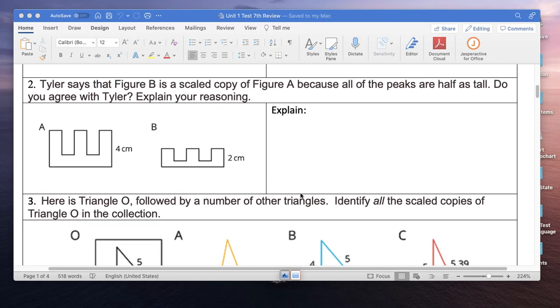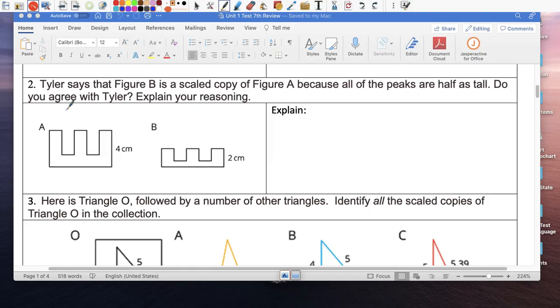Same type of question. Tyler says figure B is a scale copy. This figure right here, this is the original. Original here. And this is the scale copy. It's a scale copy of figure A because all the peaks are half as tall. Do you agree with Tyler?